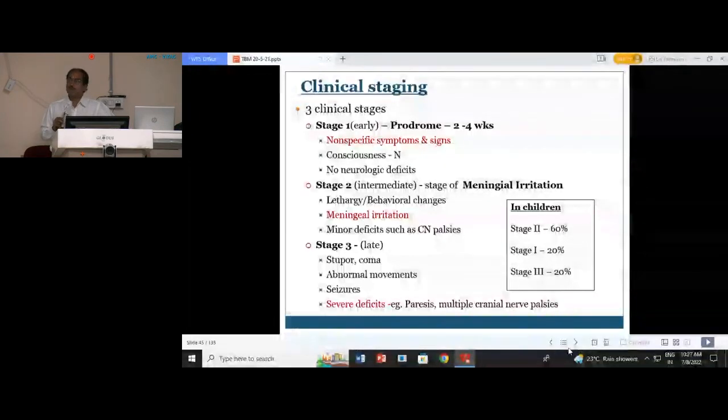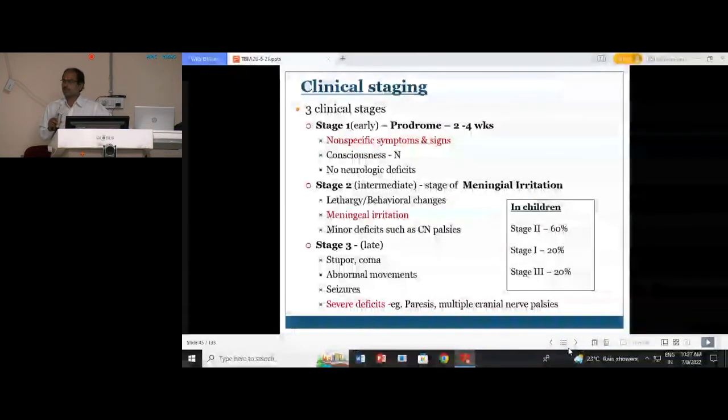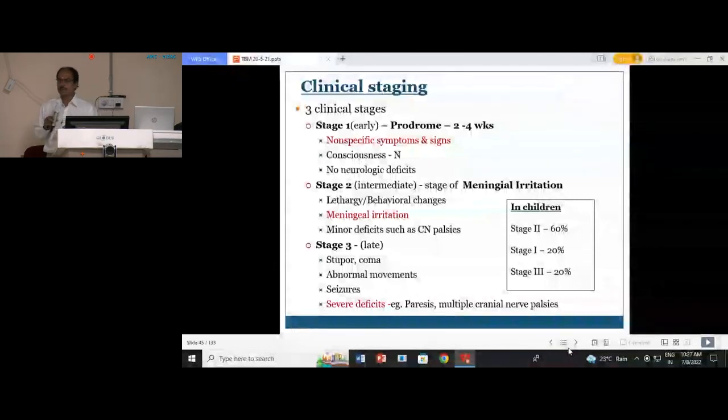unrousable, unresponsive state, the comatose state, abnormal movements like athetosis, hemiballismus, chorea, tremors, seizures, severe deficits like hemiparesis, quadriparesis, multiple cranial palsies, not a single cranial palsy, multiple cranial palsies. All these can present in stage 3.